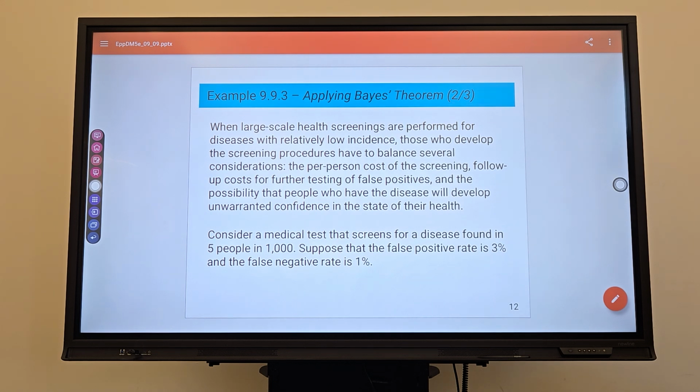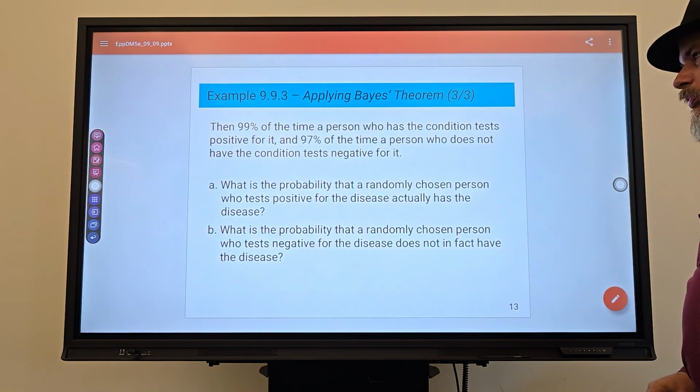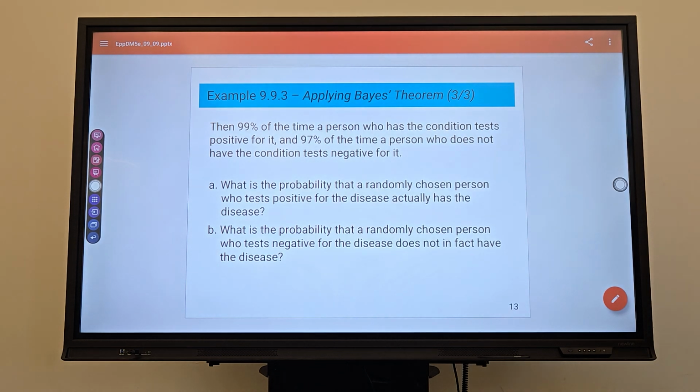Consider a medical test that screens for a disease found in 5 out of 1,000 people. Suppose that the false positive rate is 3% and the false negative rate is 1%. Then 99% of the time, a person who has the condition tests positive for it, and 97% of the time, a person who does not have the condition tests negative for it. What is the probability that a randomly chosen person who tests positive for the disease actually has the disease? What is the probability that a randomly chosen person who tests negative for the disease does not in fact have the disease?